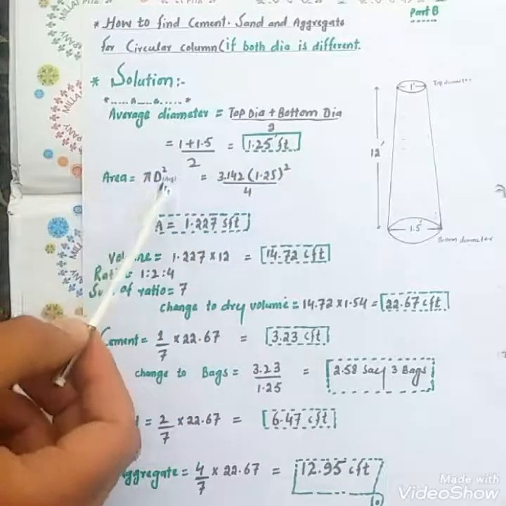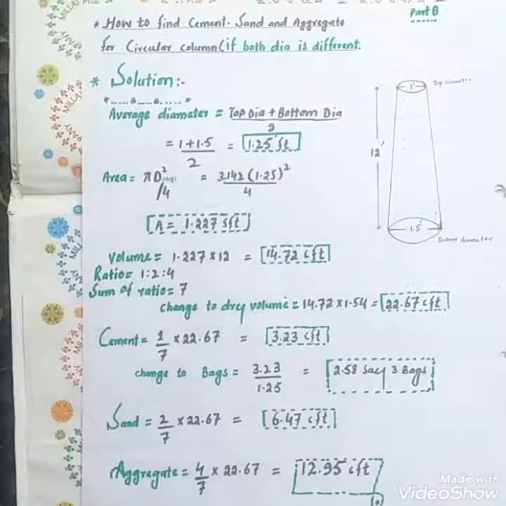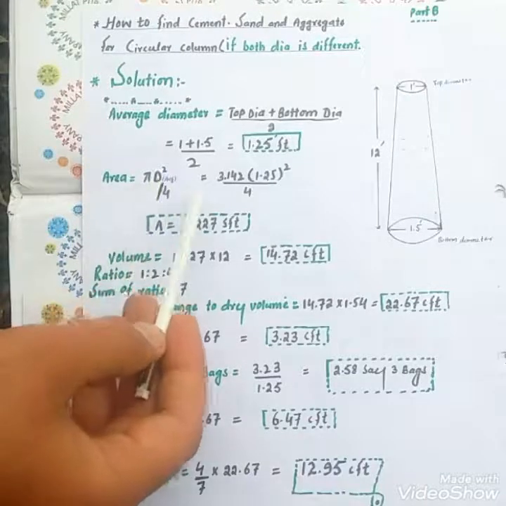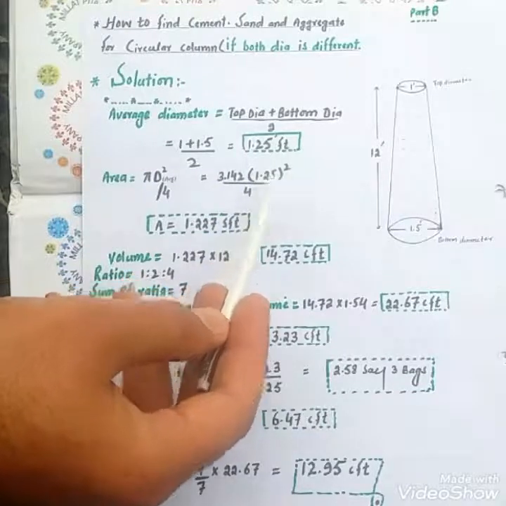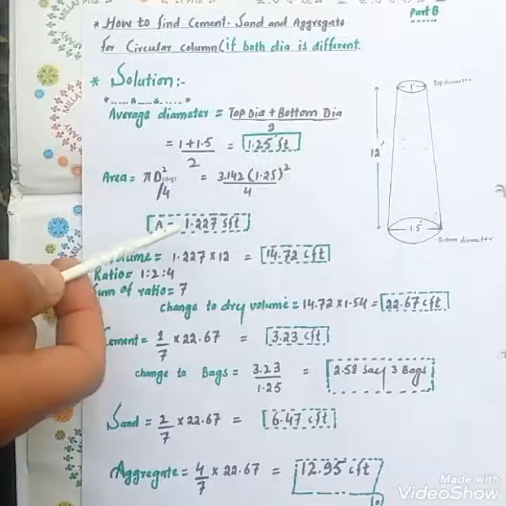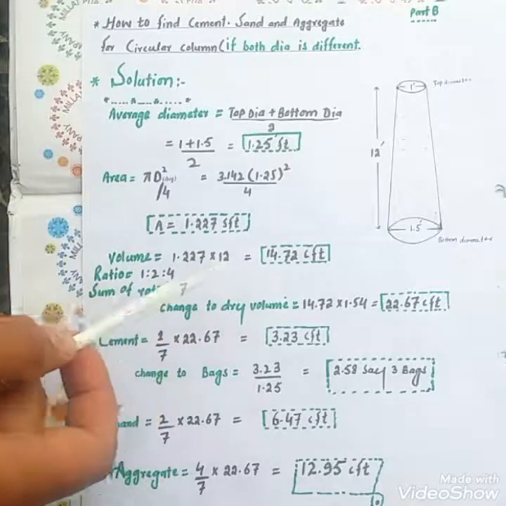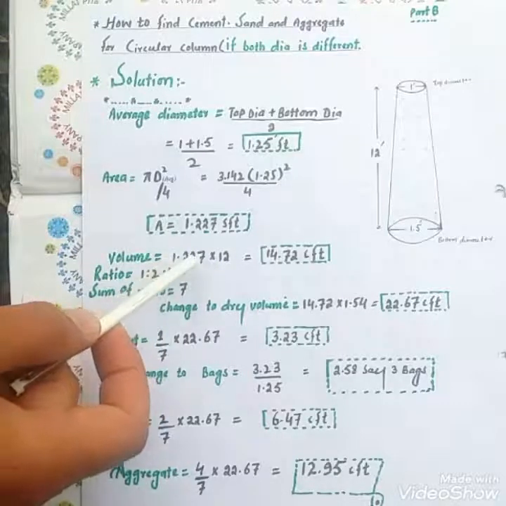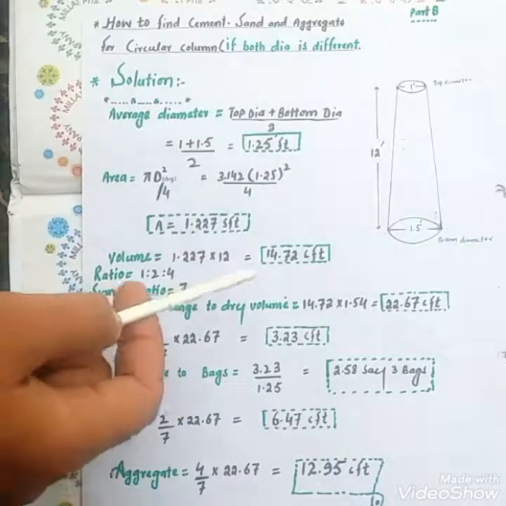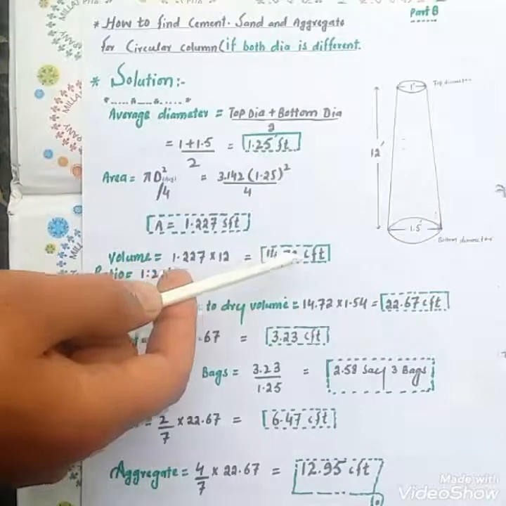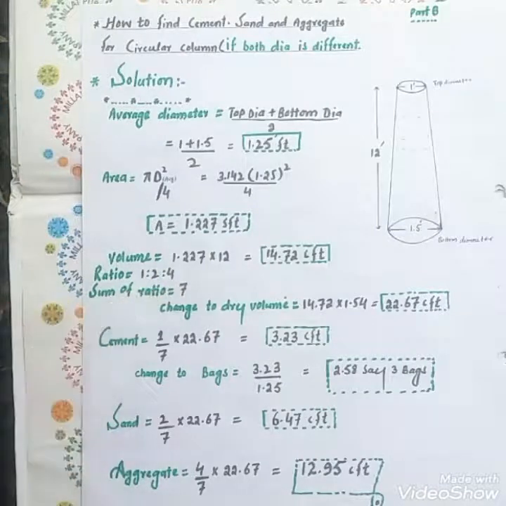Now find the area of this column. Area equals πd² divided by 4, where d is the average diameter of this column. Area equals 3.142 × 1.25² divided by 4. Area equals 1.227 square feet. Now find the volume: 1.227 multiplied by 12, where 12 is the height of this column, which equals 14.72 cubic feet. Ratio is 1:2:4 and the sum of the ratio is 7.